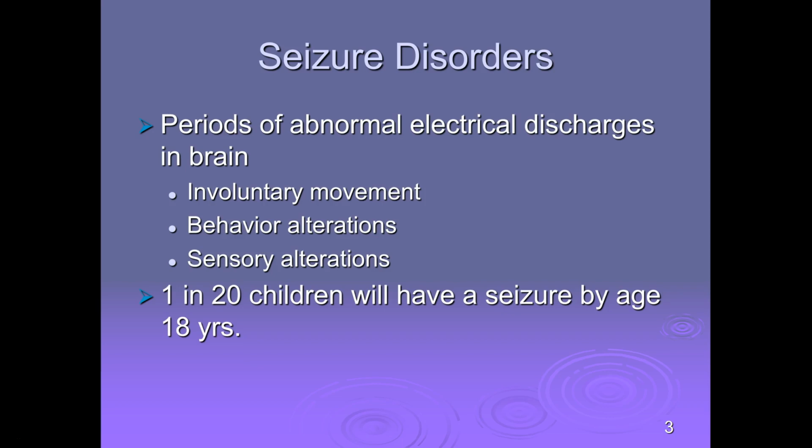So a seizure is periods of abnormal electrical discharges in the brain, and that can result in involuntary movement, behavioral alterations, or sensory alterations. It can also result in all three. And about 1 in 20 children will have a seizure by age 18, so it's pretty common.